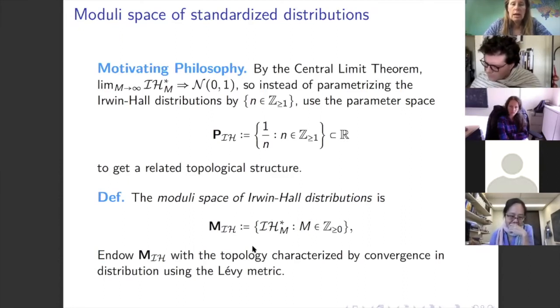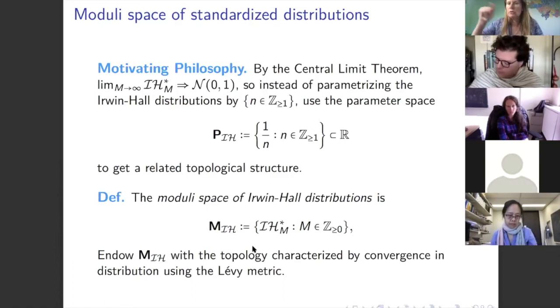But we're going to endow this moduli space of Irwin-Hall distributions with a topology too. It's the topology of convergence in distribution, and that's well defined using the Levy metric. If you haven't seen that before, it's actually not too hard to define. You look at the two different cumulative distribution functions and ask what's the size of the largest square you can inscribe between the two curves. What's the side length of such squares? That's the Levy metric. Okay, so we have this moduli space of Irwin-Hall distributions.